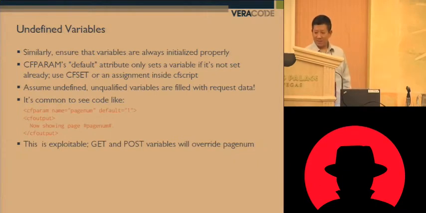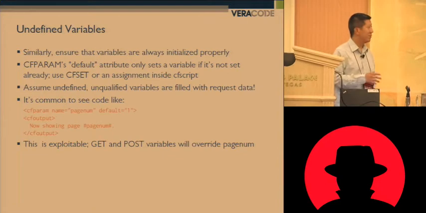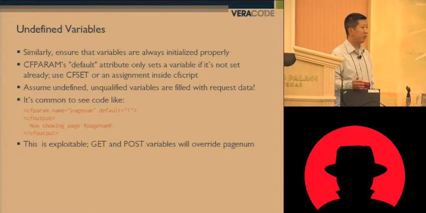So we have an example of, again, a contrived code snippet. Let's say you have cfparam name equals pagenum, default equals 1. What that's going to do is say, well, if pagenum is not already defined, then assign it the value 1. And then you have a cfoutput tag that prints some stuff on the page. It says, now showing page 1. Easy, right? Well, the developer may be assuming that the value is always going to be 1 unless they've already set it to something else.